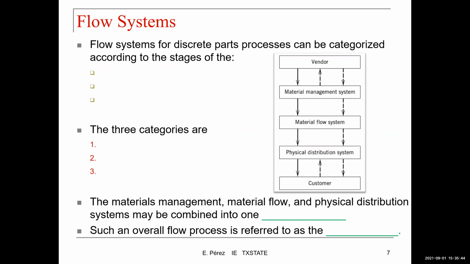So now that we have an understanding of the material management system, we can transition to the next level, which is the material flow system. And this is inside the facility. So we get the supplies into the facility. Now we're dealing with what's going on inside the facility. So the material flow system is the flow of materials, parts, and supplies within the facility.